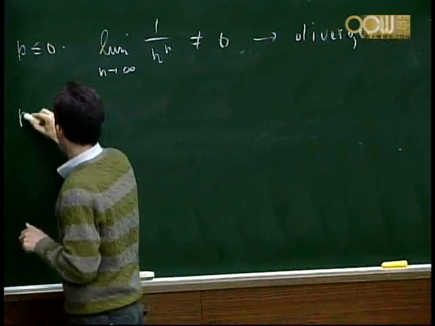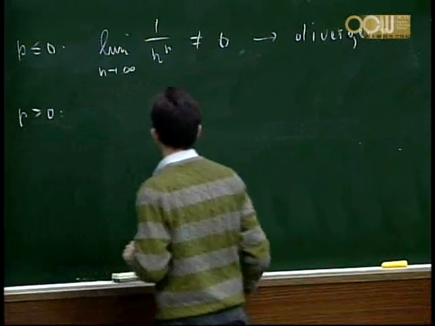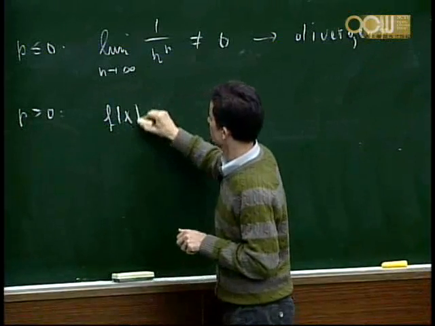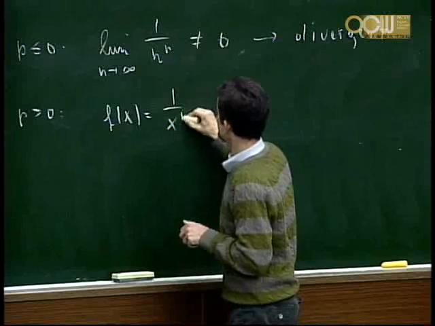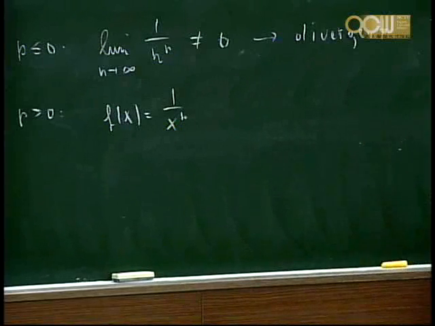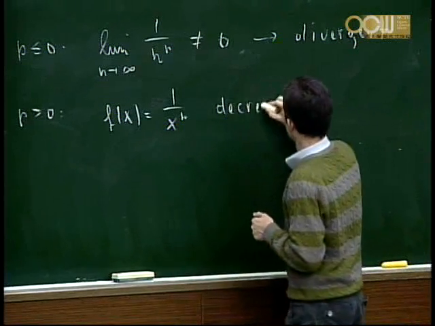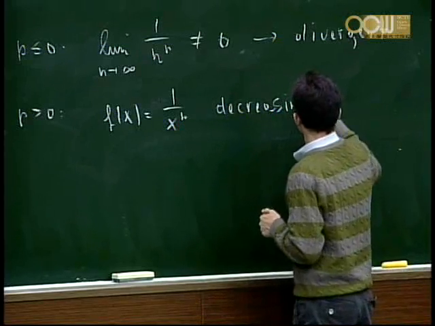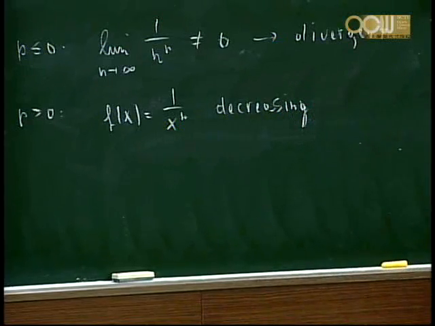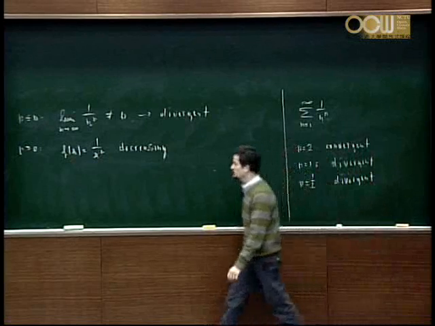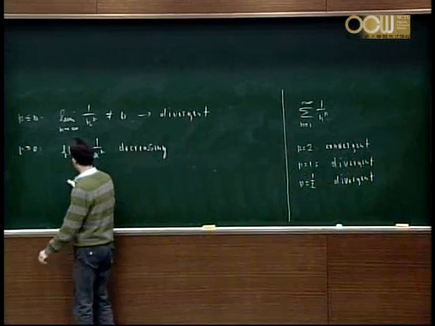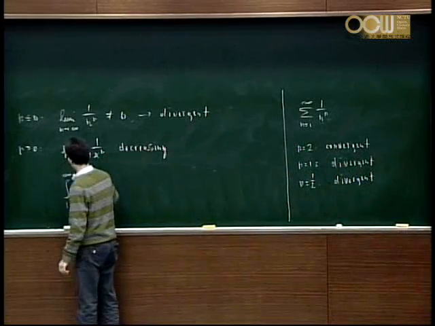Now, if p is larger than 0, in this case we define the function f of x equal to 1 over x to the p. We see this function satisfies our properties: positive, continuous, decreasing. Decreasing is the important property. So if we want to understand whether this series is convergent or not, we have to look at this integral here.